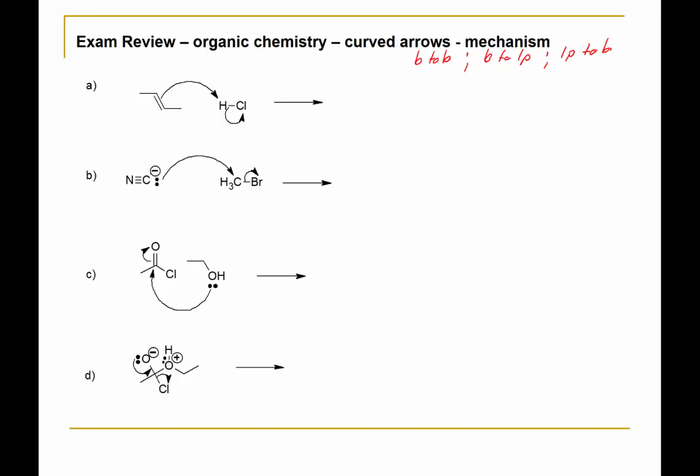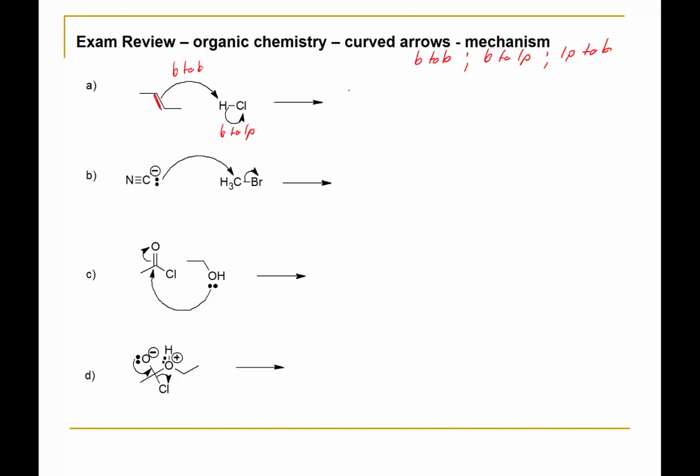If we look at our example A, initially a pi bond is now going to be making a new bond to a hydrogen. So this would be an example of a bond to bond. The hydrogen that's currently bonded to the chlorine, well, that pair of electrons will now be associated exclusively with just the chlorine. So that would be an example of a bond to lone pair.